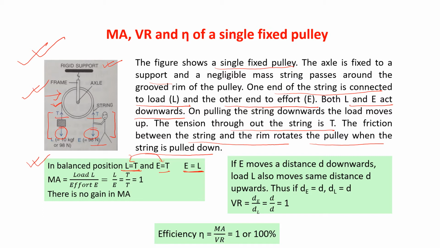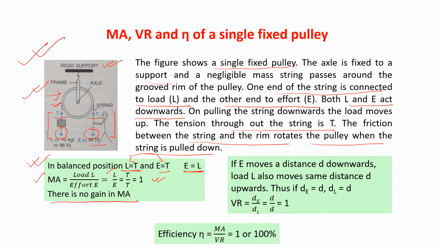Now mechanical advantage, as you know, is equal to load by effort. Now load and effort both are equal. So load by effort is equal to T by T because both are equal to T. So mechanical advantage of this type of pulley is 1. So there is no gain in mechanical advantage for this fixed pulley. Then why are we using this type of pulley? If the mechanical advantage is not there, there is no gain in mechanical advantage.